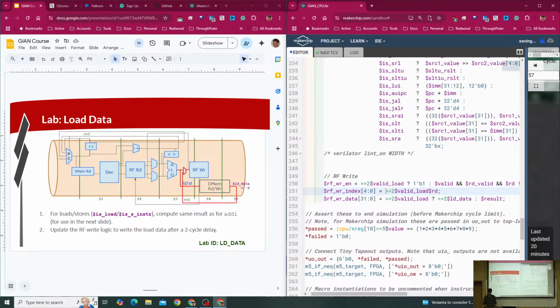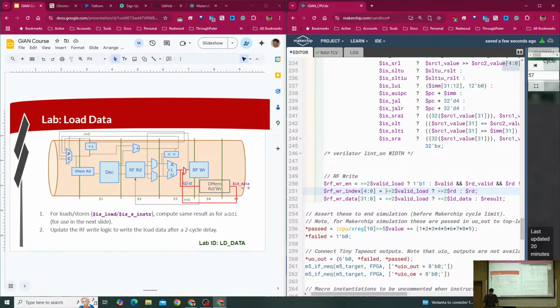And also, for the write index, same thing. If we had a valid load, we want to use its index, right? So what is the load's index? It's the RD for the load, right? So if we have a valid load, we want to use its RD, which is 2 cycles ahead now in the pipeline. Otherwise, we want to use the destination register for the instruction itself. Okay, so that's step 2.